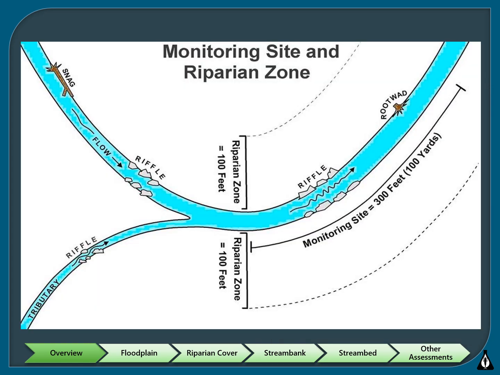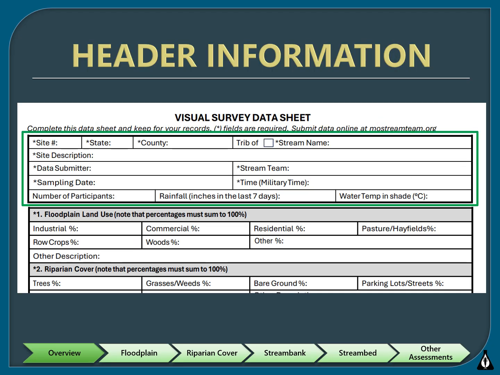This image is a hypothetical monitoring site in the area on which the visual survey should be conducted. Remember to always use the same 300-foot stretch at your stream site. Consistency in reporting is key because it allows us to capture changes over time. Here is the visual survey datasheet.